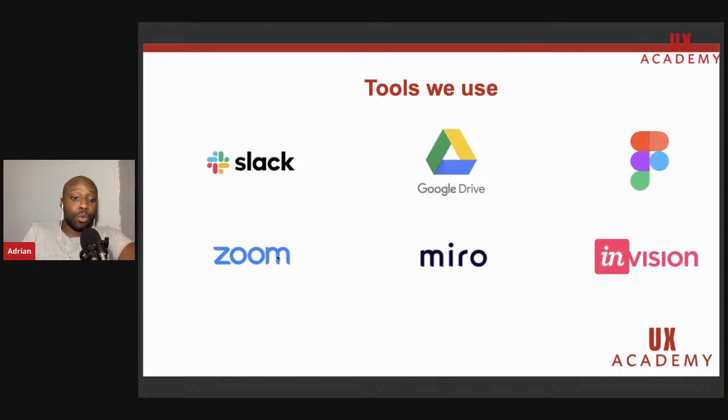Moving on quickly. What are some of the tools that are used at UX Academy? Slack for team communication for classes. We use Google Drive for sharing learning resources. Figma is a prototyping platform. We also have Zoom, which is used for conducting live classes. We have Miro, which is used for online whiteboarding. And then InVision is a digital product design tool, which can also be used in the course.